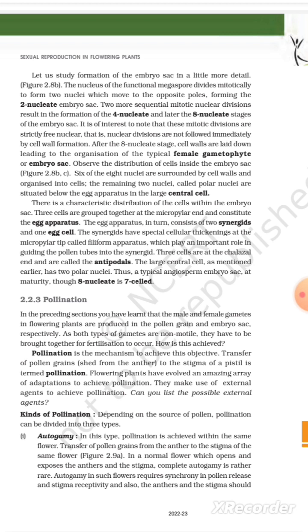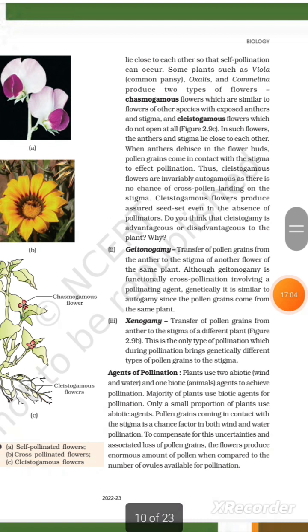In a normal flower which opens and exposes the anther and the stigma, complete autogamy is rather rare. Autogamy in such flowers requires synchrony in pollen release and stigma receptivity, and also the anther and the stigma should lie close to each other so that self-pollination can occur.